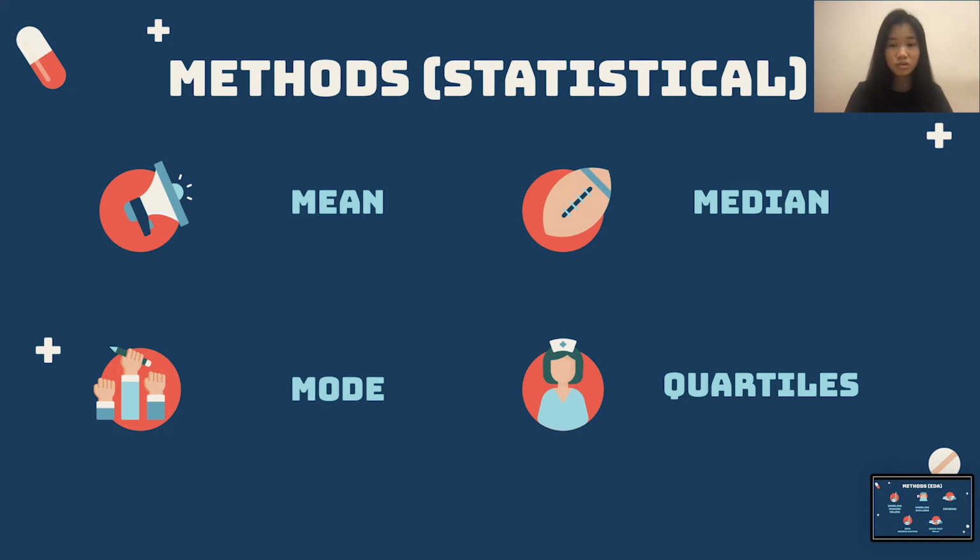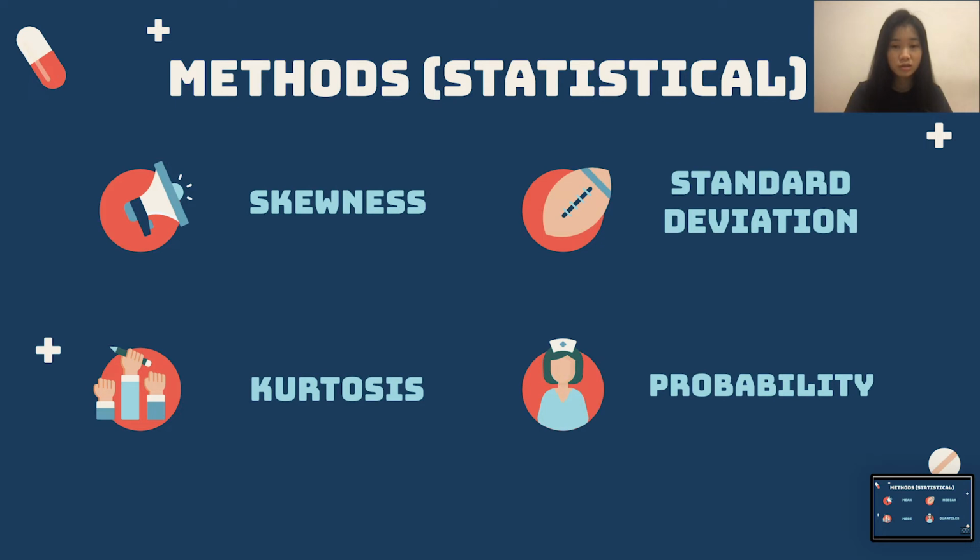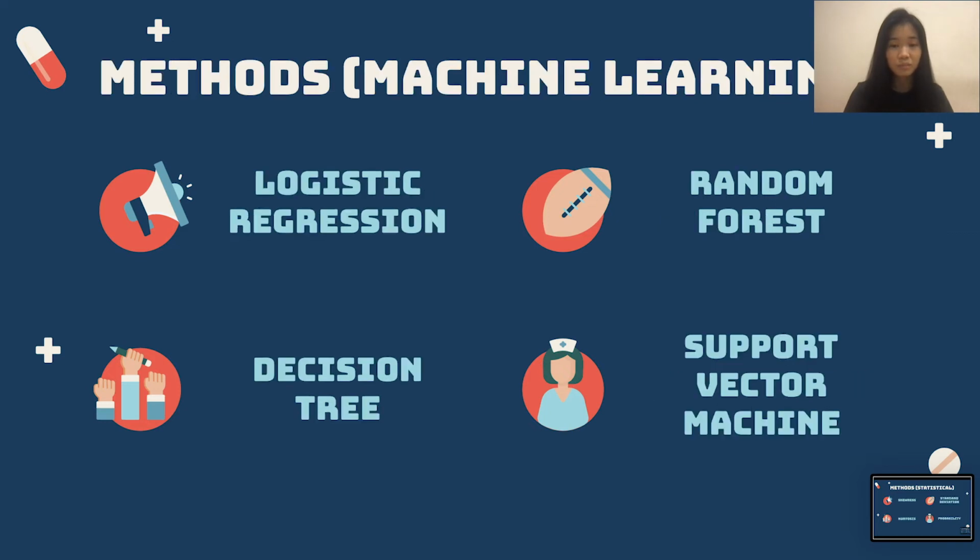For statistical methods, we look for the mean, median, mode, quartiles, skewness, kurtosis, standard deviation, and probability of the independent variables in the dataset. For machine learning methods, we perform 4 machine learning algorithms, which are logistic regression, random forest, decision tree, and support vector machine. The accuracy of each of the machine learning algorithms will be explained in the next part by my friend.